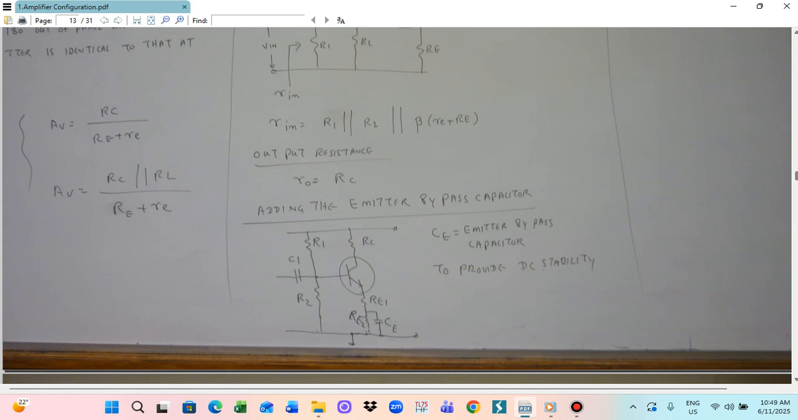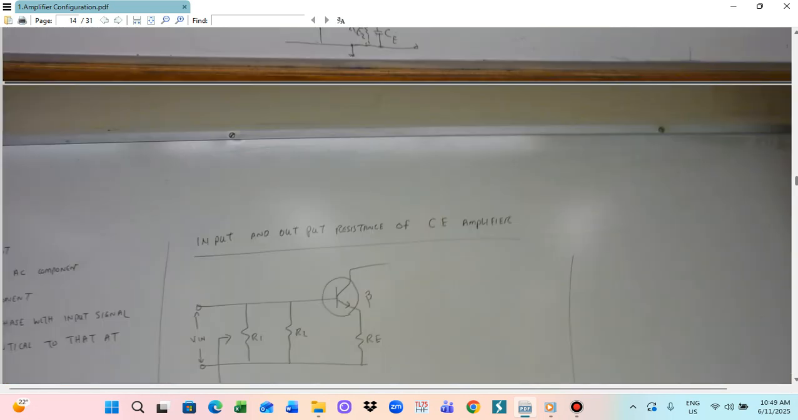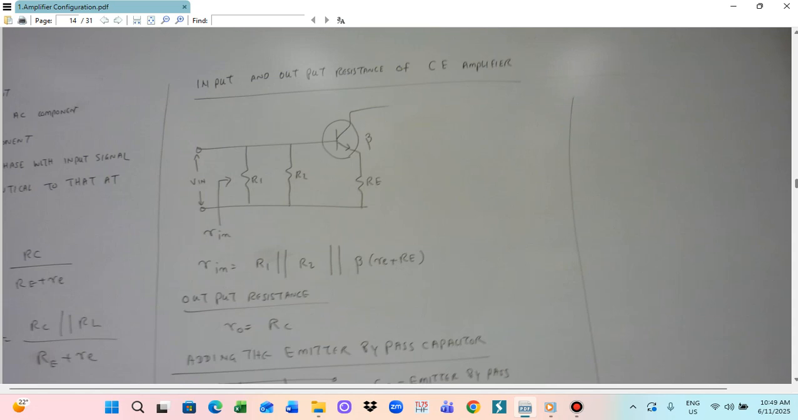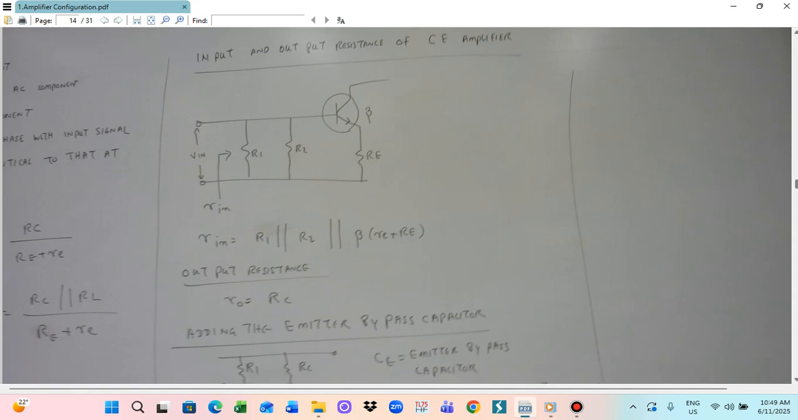So Ce will be the emitter bypass capacitor. The reason to provide the emitter bypass capacitor is to provide the DC stability. Okay, so this circuit we need to calculate. This is for the common emitter amplifier.